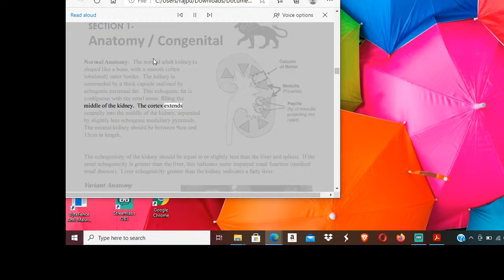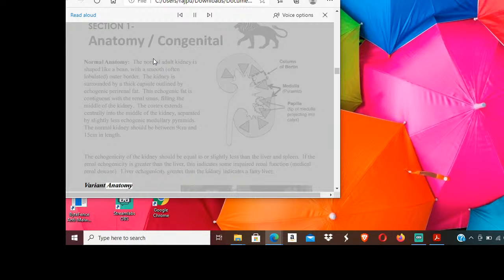The cortex extends centrally into the middle of the kidney, separated by slightly less echogenic medullary pyramids. The normal kidney should be between 9 cm and 15 cm in length. Papilla, tip of medulla projecting into calyx. The echogenicity of the kidney should be equal to or slightly less than the liver and spleen. If the renal echogenicity is greater than the liver, this indicates some impaired renal function, medical renal disease. Liver echogenicity greater than the kidney indicates a fatty liver.